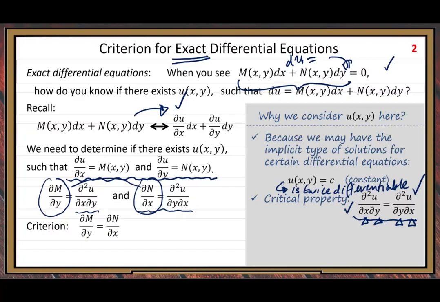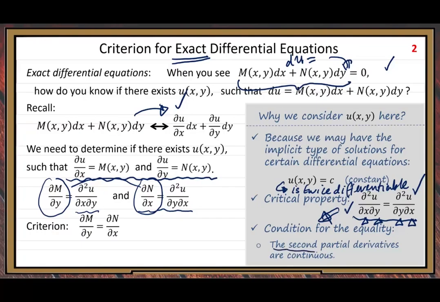If this criterion is not satisfied, then you cannot find such m and n. But there is one special condition we need to consider. Make sure you have that condition. That's about what we mean by u being good enough. Good enough means the second partial derivatives are continuous. The second derivatives of the u function must be continuous functions, so no breaking parts.